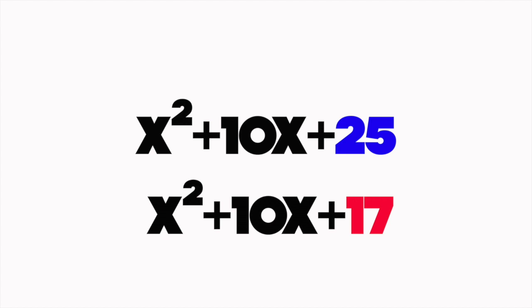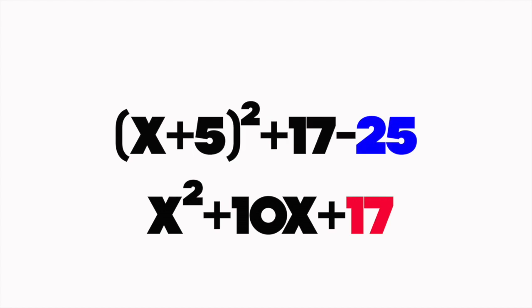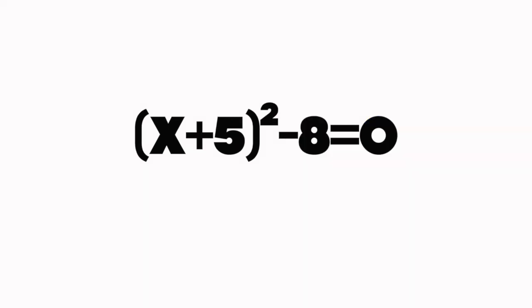So what we should be writing on our next step is (x plus 5) quantity squared, plus 17 minus 25. And again, we're subtracting this 25 because we added this. And thus we get (x plus 5) quantity squared minus 8 is equal to 0. And this is our final answer.